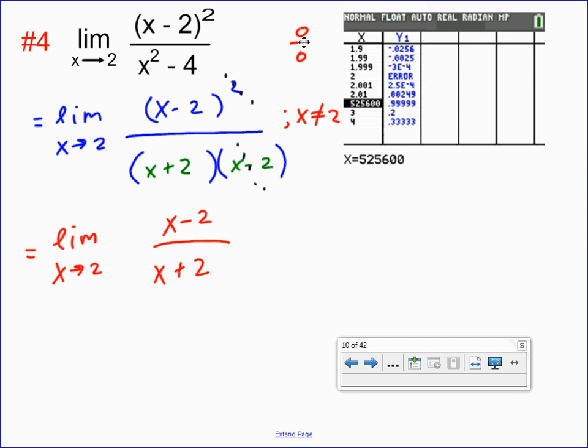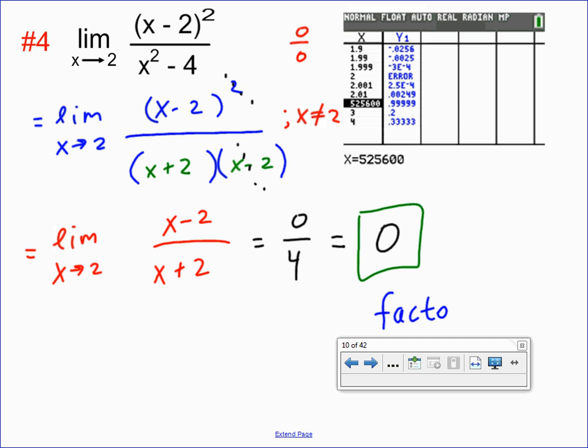Now I'll try direct substitution again, and I get 2 minus 2 is 0 over 2 plus 2 is 4. I'm getting 0 over 4 equals 0. And that's what we saw with our technique, right? Factoring. I know we're getting close.